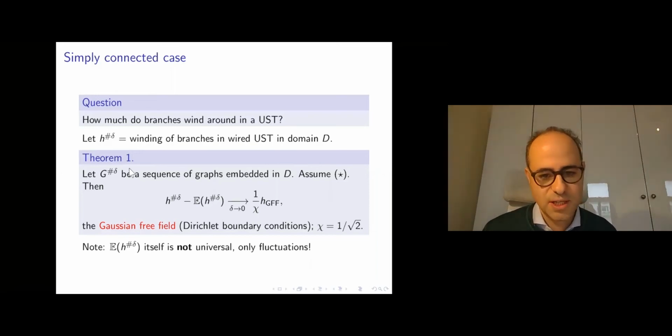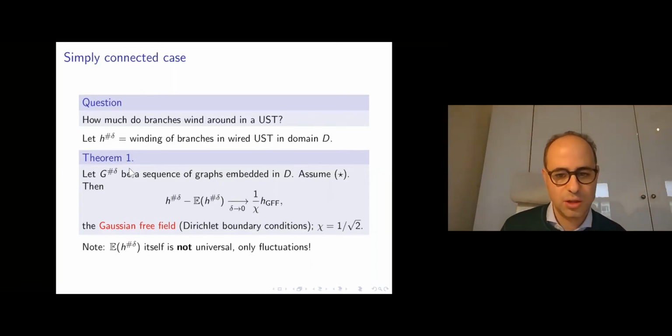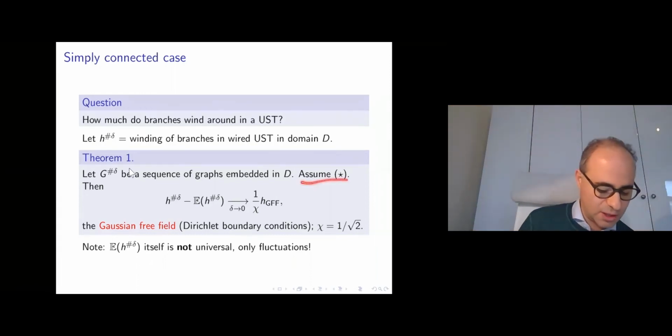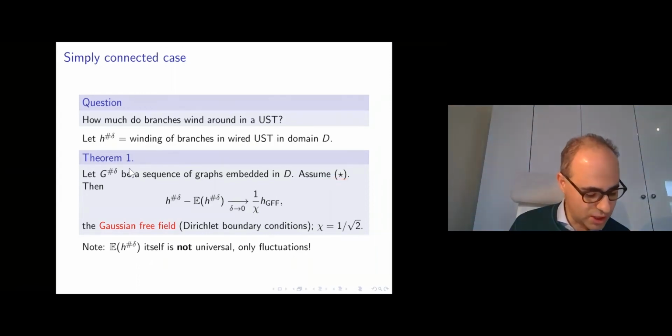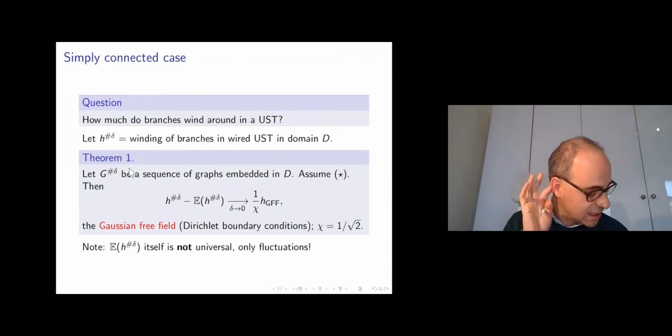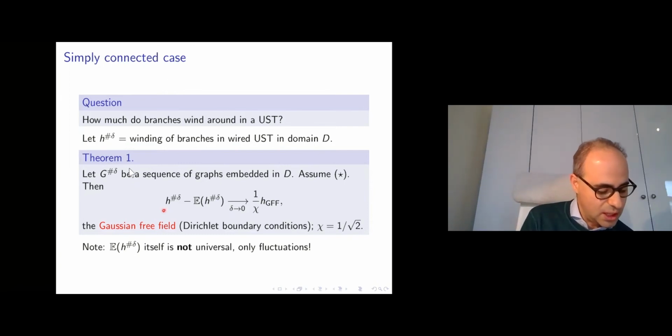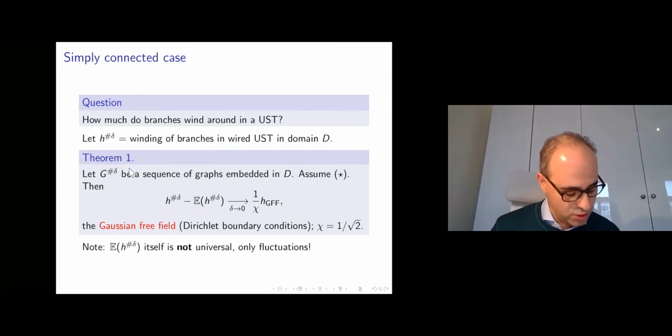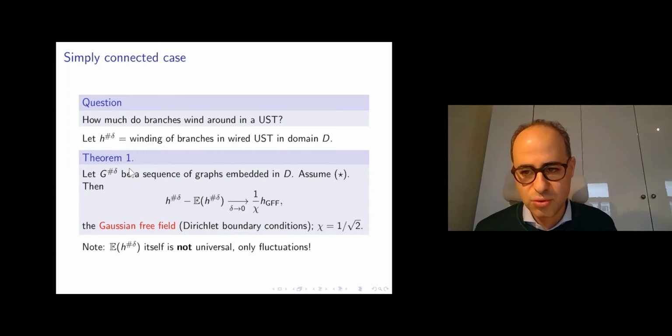So the theorem says that if you, so there's some assumption which I will tell you in a second what they are, and then under this assumption, as delta tends to 0, the theorem says that you look at the winding and you subtract the expectation, then this converges to a multiple of the Gaussian free field. This multiple, I write it in the form of 1 over chi, and chi is 1 over square root 2.